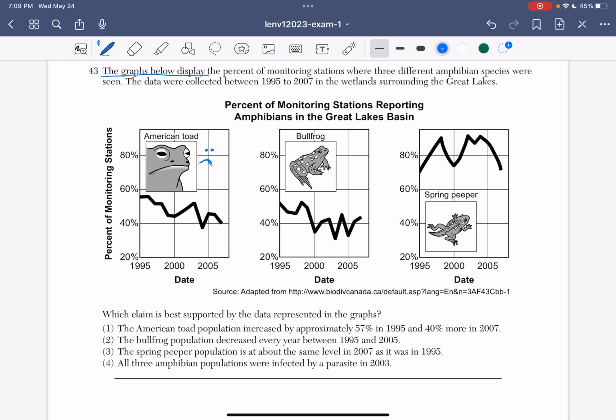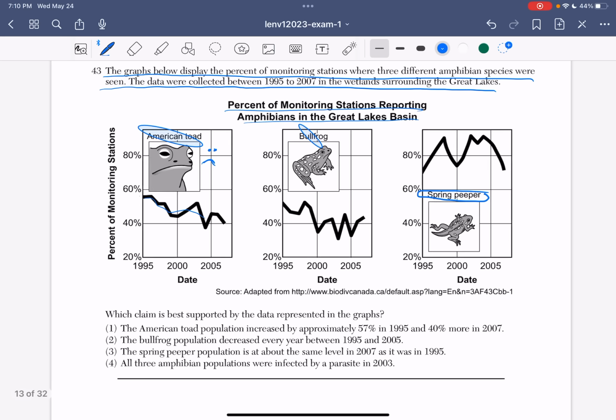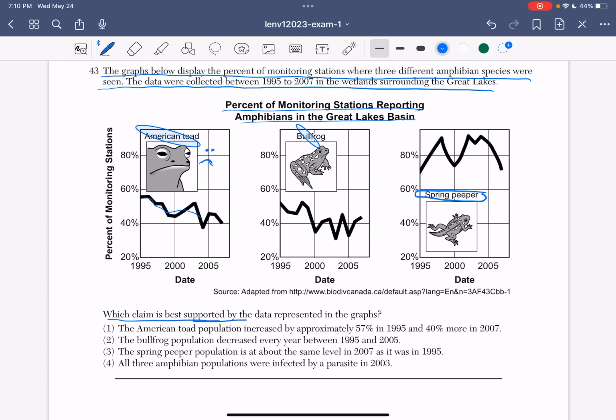The graphs below display the percent of monitoring stations where 3 different amphibian species were seen. The data were collected between 1995 to 2007 in the wetlands surrounding the Great Lakes. Here we have the American toad. Here we have the bullfrog. Here we have the spring pepper. And this is showing us the percentage of monitoring stations reporting amphibians in the Great Lakes. So this is, I guess, the populations. Okay. Which claim is best supported by the data represented in the graphs?